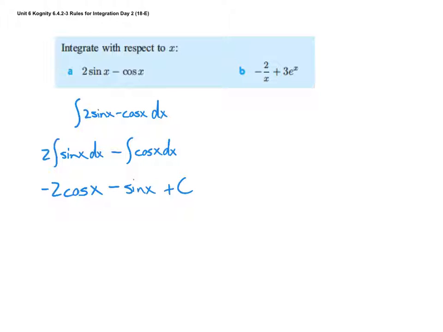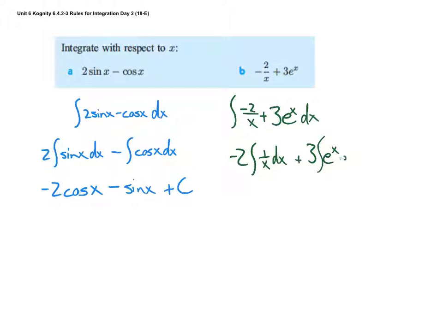Okay? So, let's look at part B here. We have a negative 2 over x. So again, the way you can think of this, even if you don't write it down, okay, we're doing the integral of negative 2 over x plus 3e to the x dx. We can think of this as negative 2 times the integral of 1 over x dx plus 3 times the integral of e to the x dx.